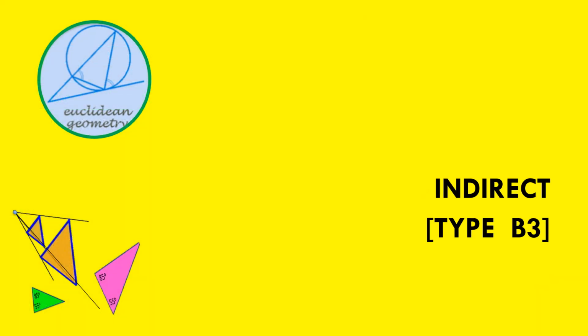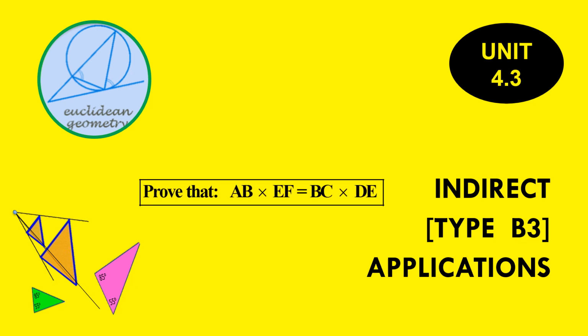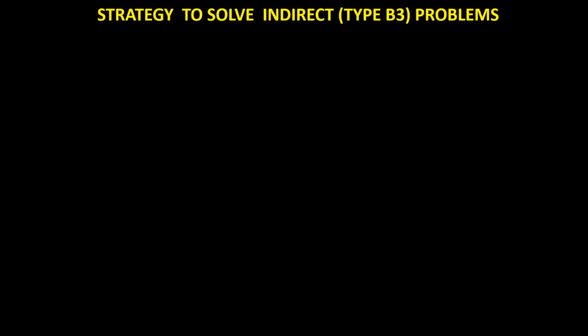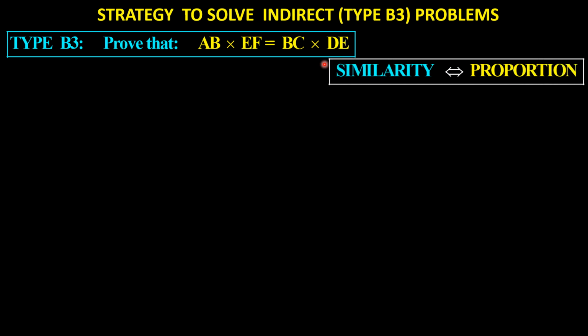Now let's look at the third type of indirect application. Now let's look at the strategy to solve the third type of indirect problem. This is the type where we have the proportion, but it's written in product form: AB times EF is equal to BC times DE, right? Always remember that similarity proves proportionality of triangles.